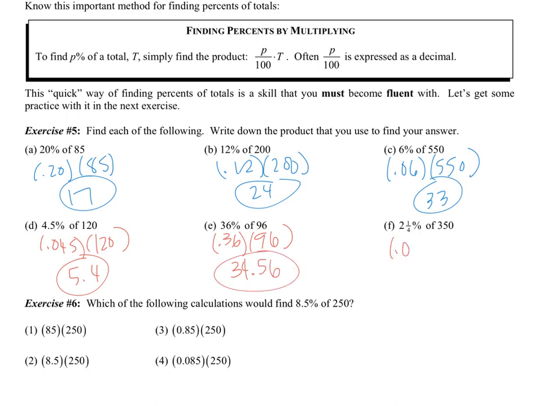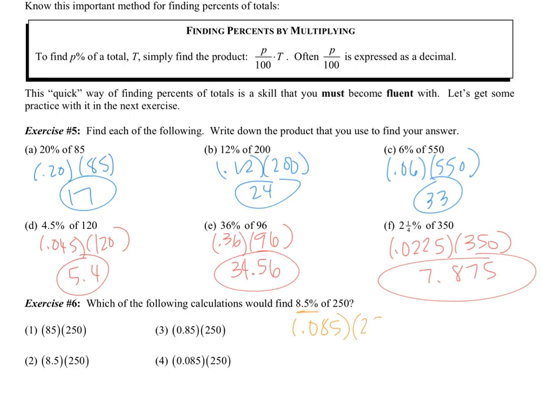And 0.0225, because that's the same thing as 2.25%, times 350 becomes 7.875. And the last question says, which of the following calculations would find 8.5% of 250? So 8.5% is 0.085. So the one that matches that is not 1, not 2, not 3, but it is 4.